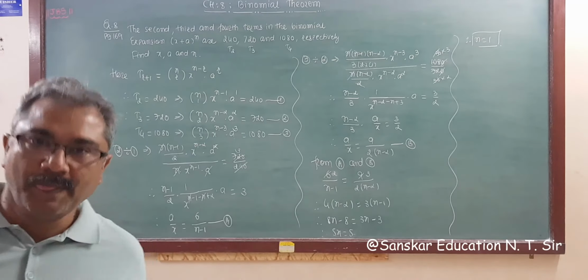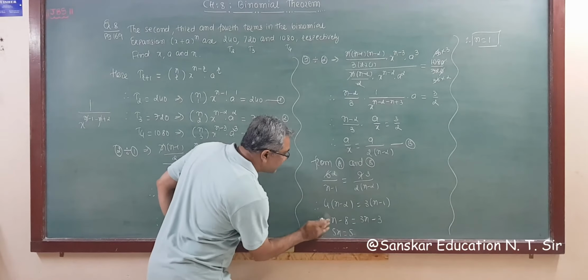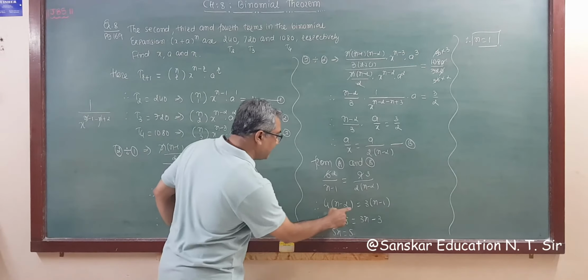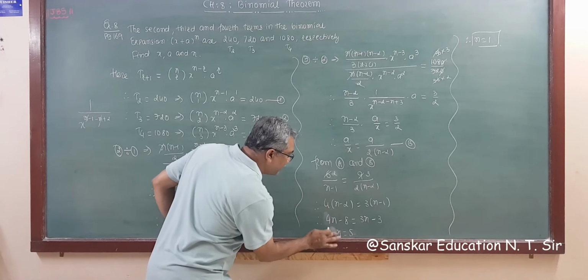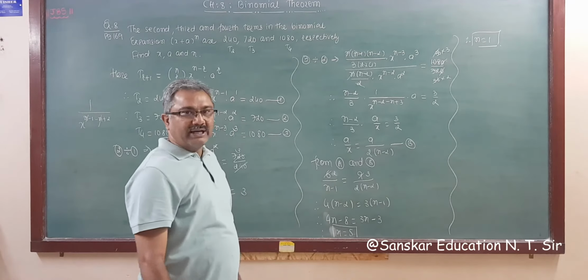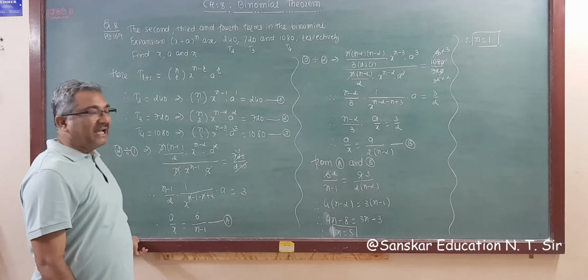So here we are making a mistake. This is 4n. So 4n minus 8 is equal to this. So 4n equals this. So what we get? n is equal to 5. So we get n is equal to 5. Right? Now we have to find out a and x.